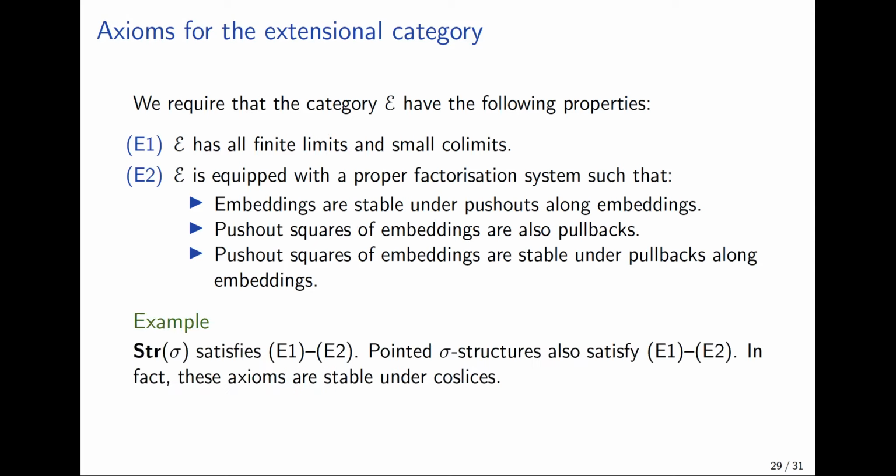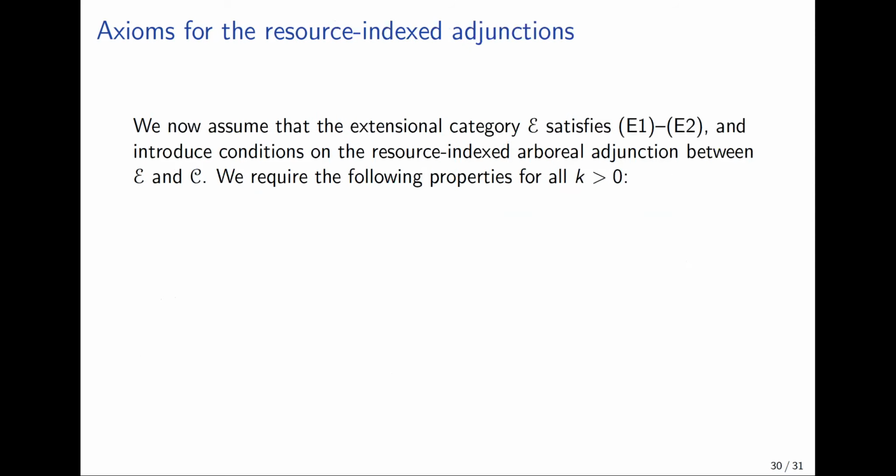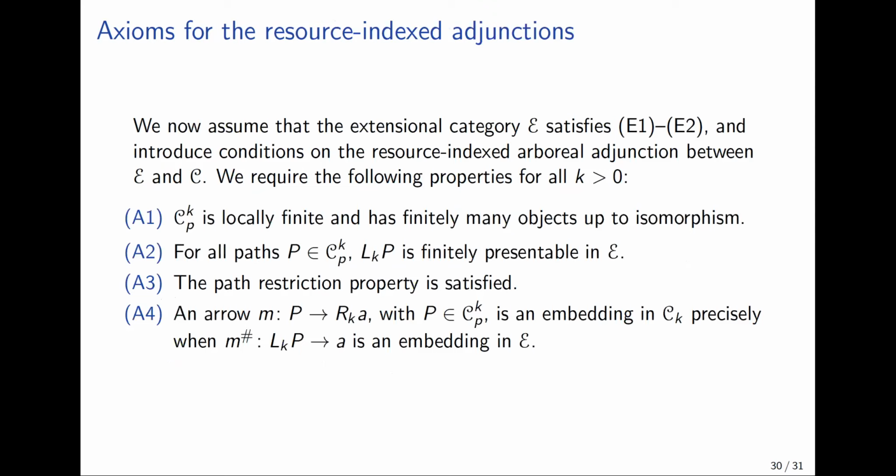The category of sigma structures, of course, satisfies all these conditions, and so do pointed sigma structures. In fact, all the conditions in E1 and E2 are stable under technical slices. So it is very well behaved categorically. And then there's a bunch of conditions on the adjunctions that I'm not going to discuss, but they're not too nasty.